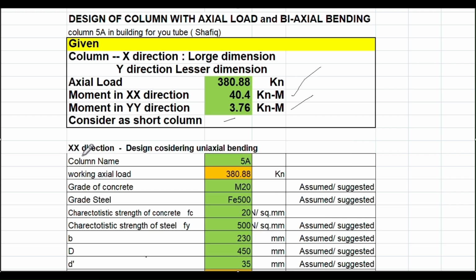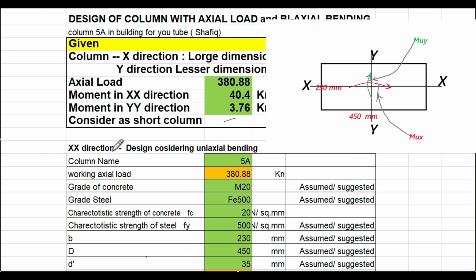Okay. Now considering the x direction, that is, x direction means the column width is higher. Name of the column, the 5A. In my drawing, this has been given as 5A. Axial load 580, that is here. Okay. Then M20 concrete we are assuming, Fe 500 we are assuming. The characteristic strength of the concrete M20 is 20 Newton per mm square. For Fe 500, fy is this much.